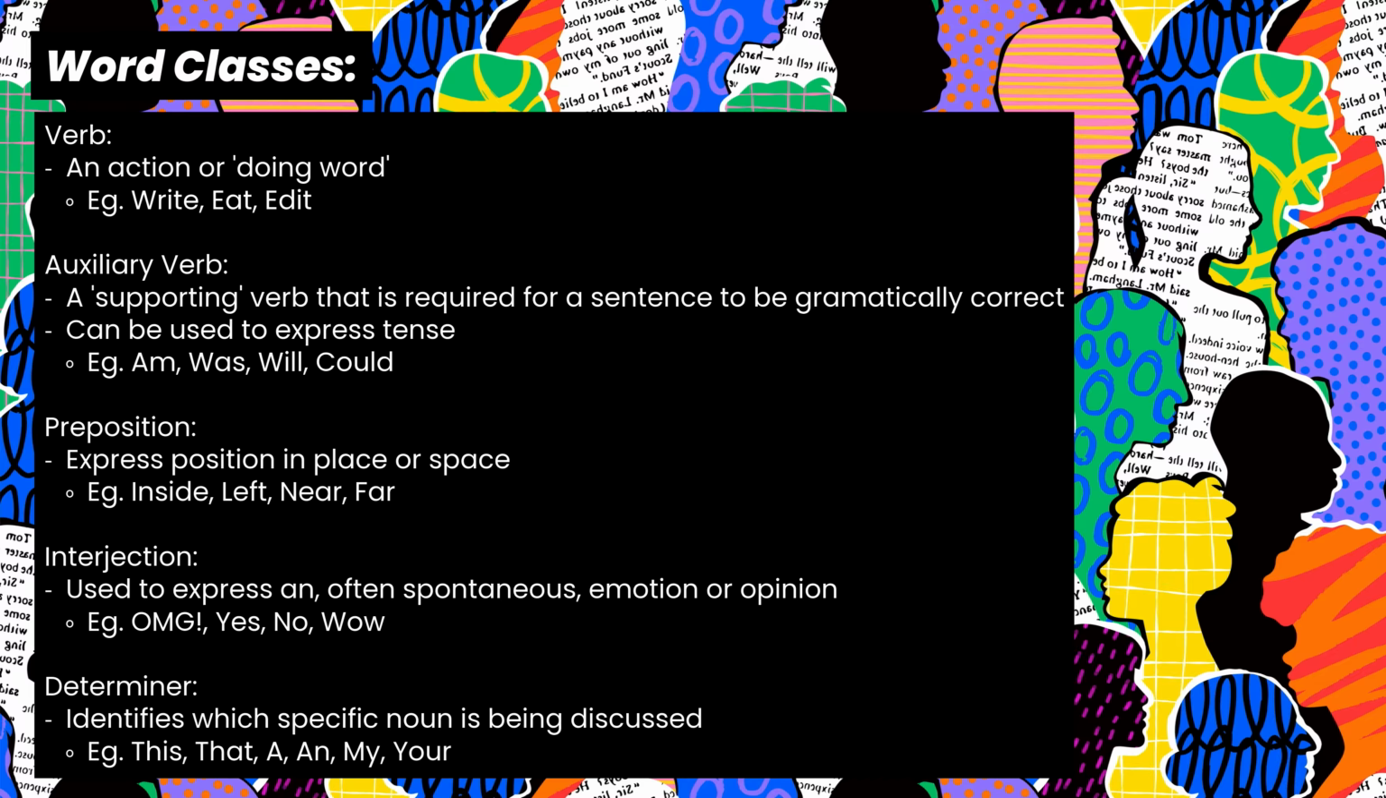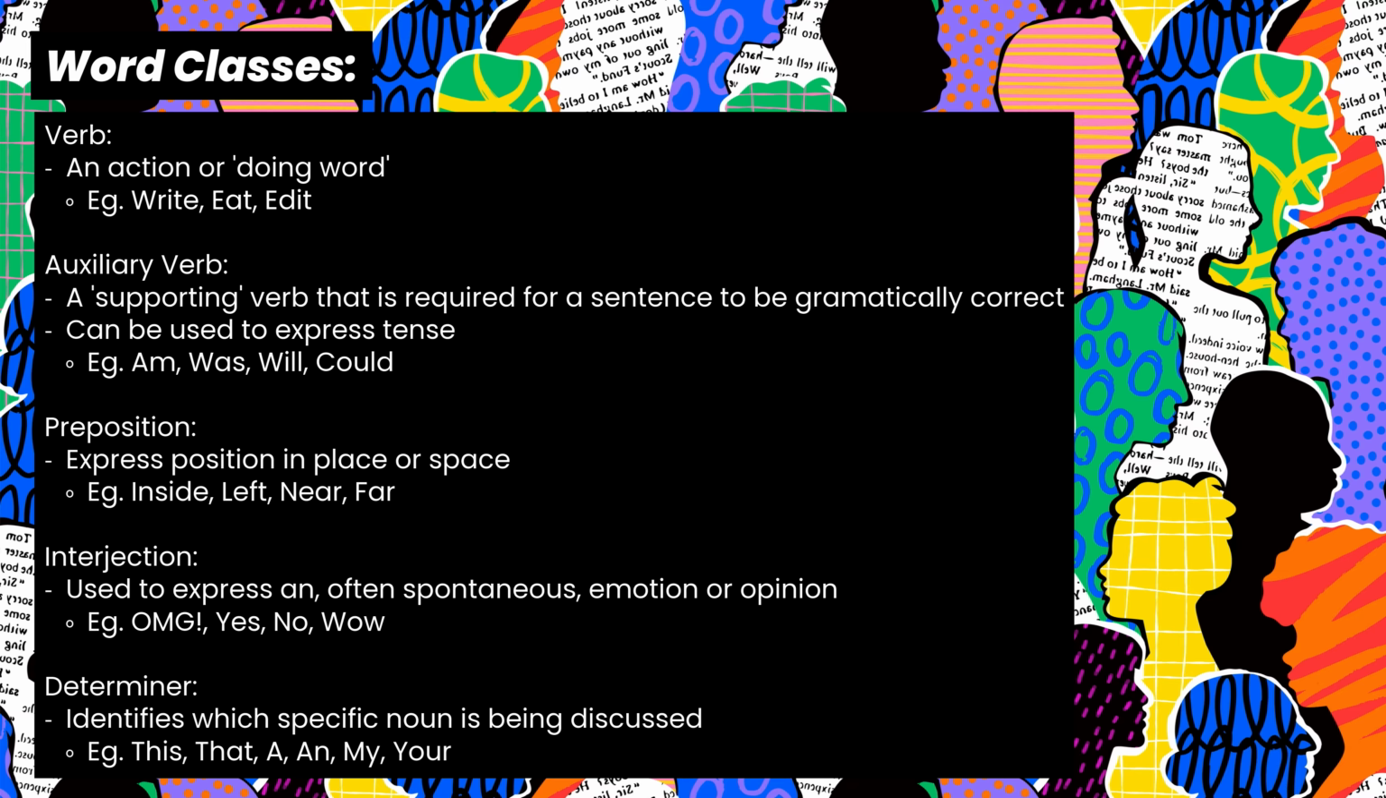Then we have interjections. Now, interjections are used to express an often spontaneous emotion or opinion. So we have interjections like, oh my gosh, or yes, no, wow. And sometimes these interjections will also be exclamatives, but not always.